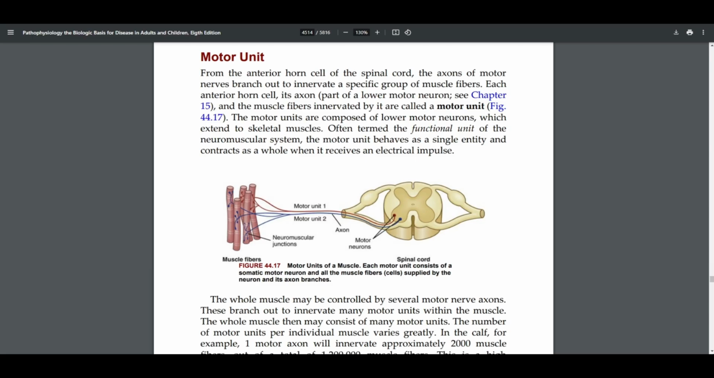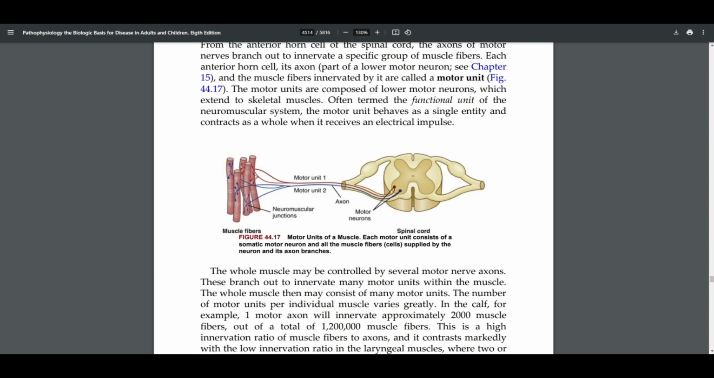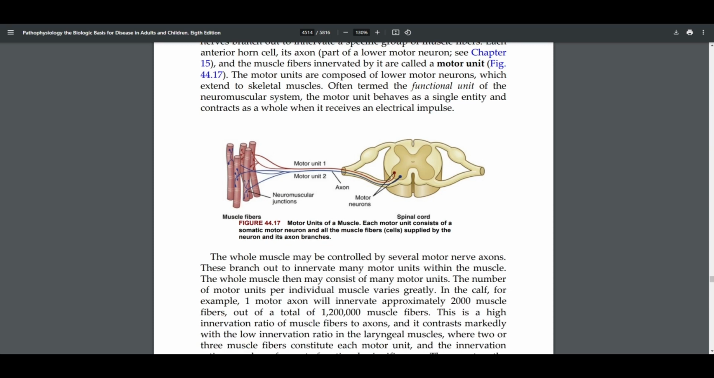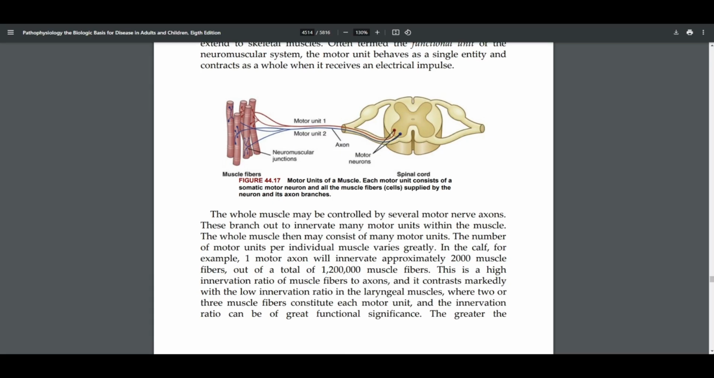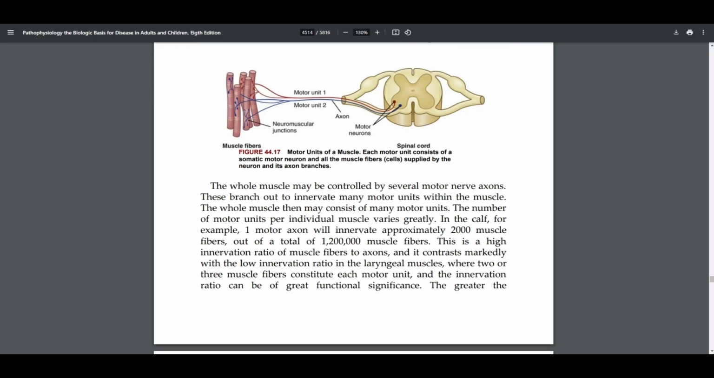The motor units are composed of lower motor neurons, which extend to skeletal muscles, often termed the functional unit of the neuromuscular system. The motor unit behaves as a single entity and contracts as a whole when it receives an electrical impulse. So here you see how the motor unit works with the skeletal muscle, or, I'm sorry, the skeletal body and the muscle fibers.